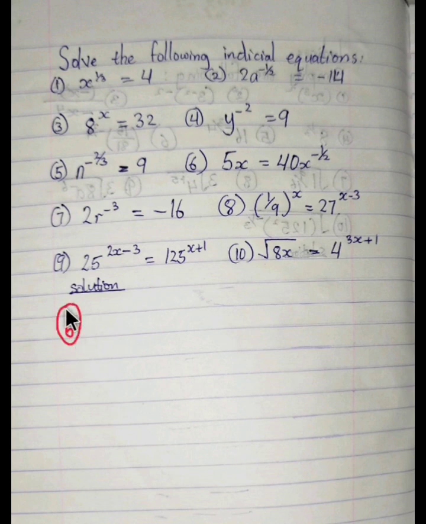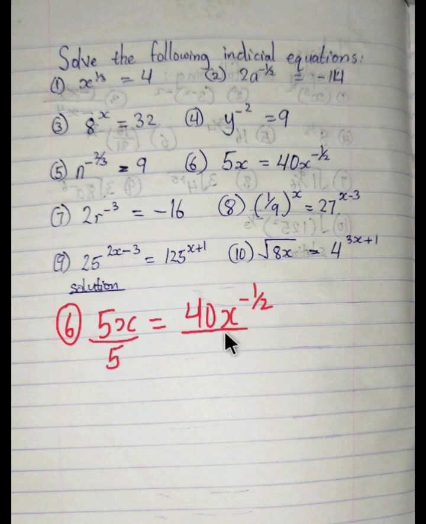In number 6, we have 5x is equal to 40x raised to the power minus 1 over 2. Firstly, you can divide by the coefficient of x here, which is 5. On the right hand side of the equation, we divide by 5 too. 5 into 40 is 8. So we have x is equal to 8x raised to the power minus 1 over 2.